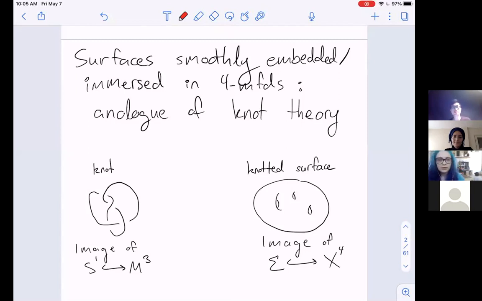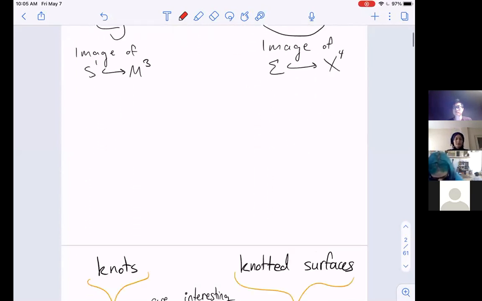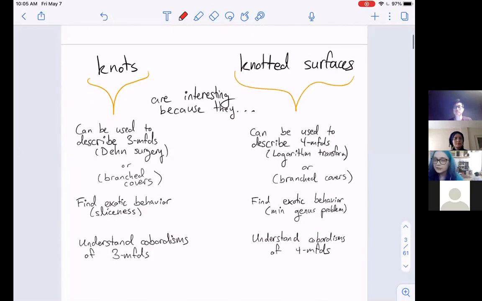Okay, so why would you be interested in surfaces in four manifolds? For a lot of the same reasons you might be interested in knots. So I guess I should explain why you might be interested in knots, because a lot of people aren't, but I think they're fine. You can use knots in particular to describe any three manifold you want. Then you have to believe me that three manifolds are interesting, but I feel like we're all on the same page with this one.